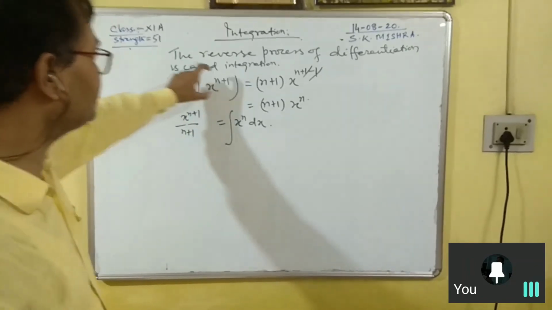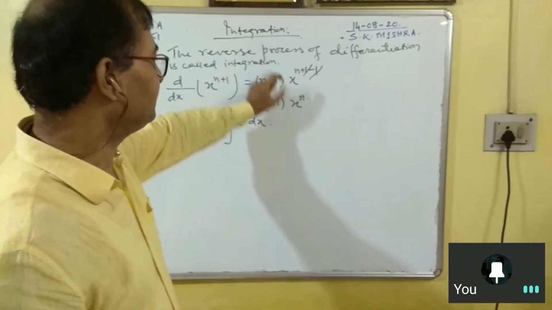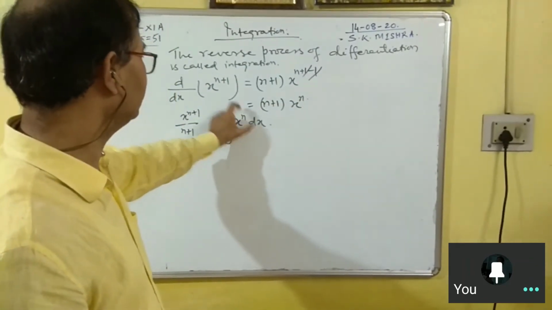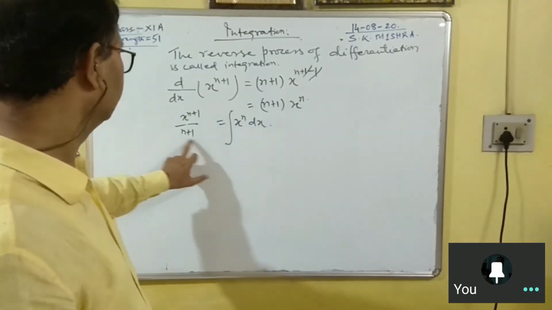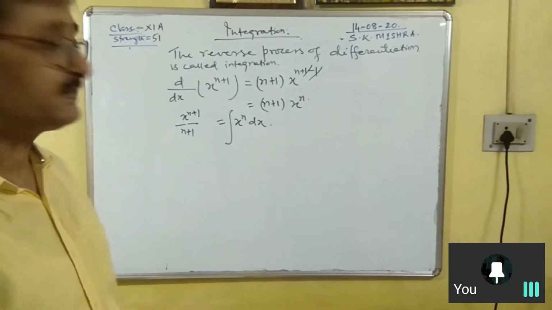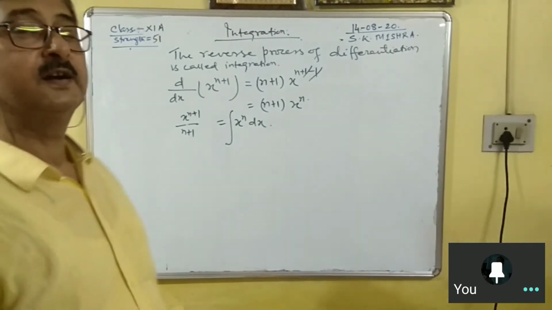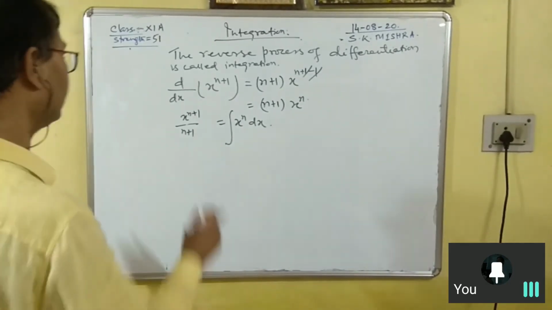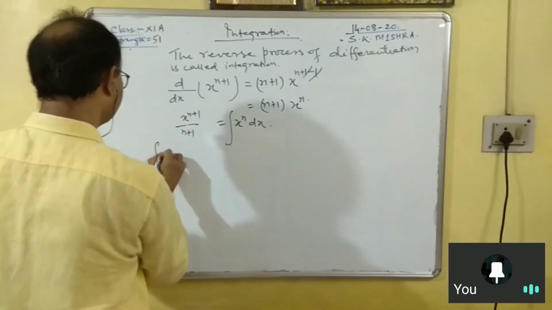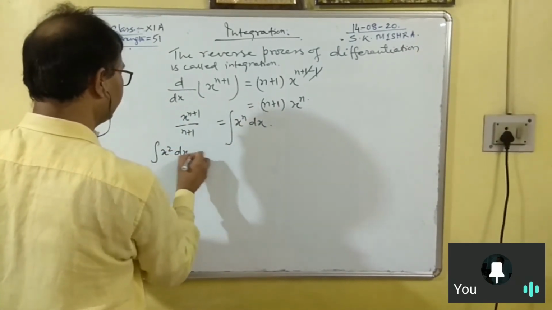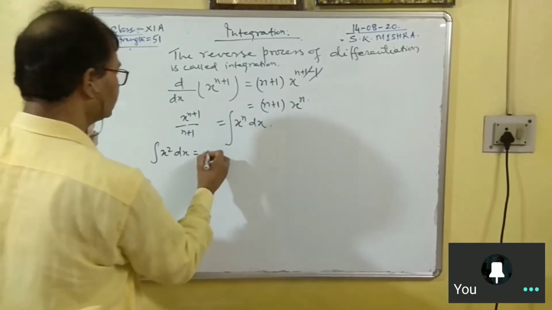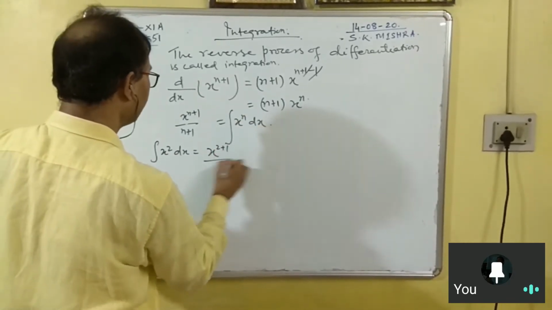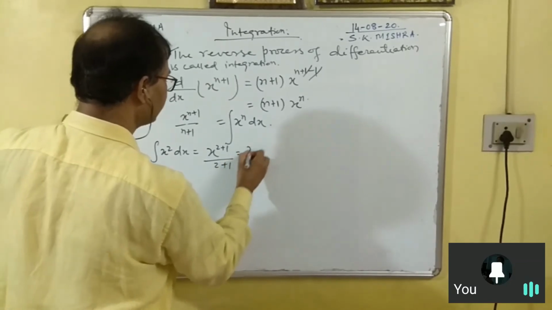So is it not the reverse of differentiation? If you differentiate this, you are getting this. If you integrate this, you are getting this one, that is this divided by n plus 1. So it is a reverse process of differentiation. As for example, the integration of x square dx. Now n is 2 only, so it is x^(2+1) by 2 plus 1. So this is x cube by 3.